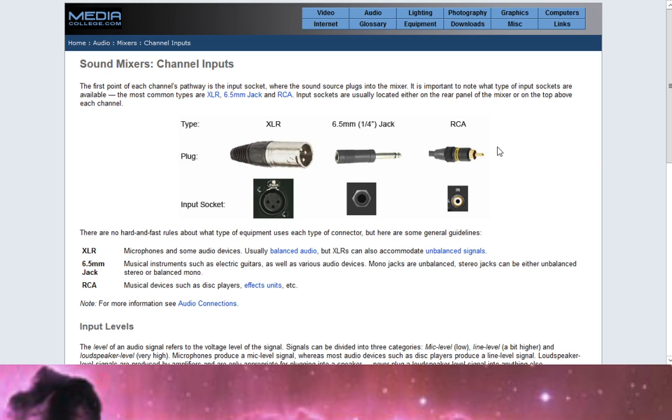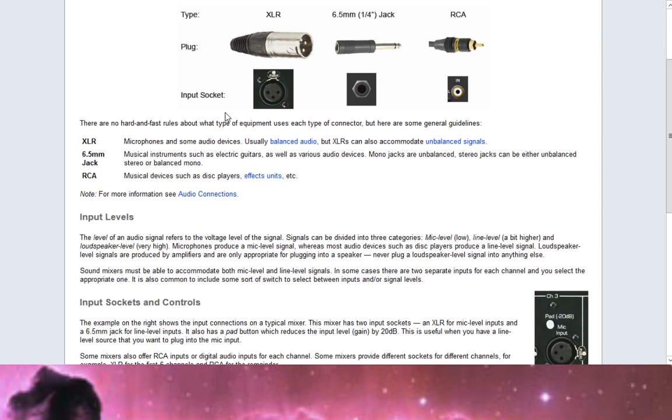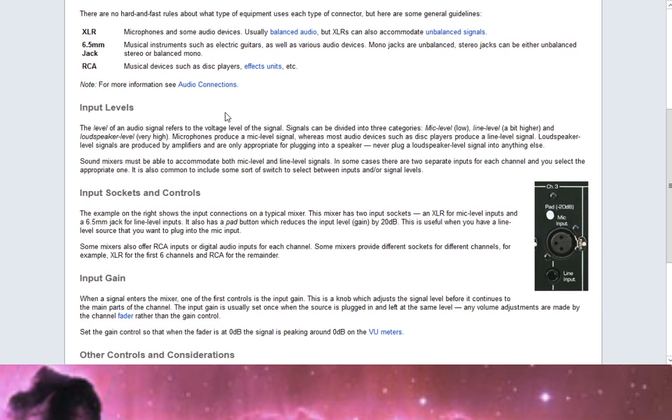So you have different types of inputs. You have XLR, you've got RCA, you've got all those different jacks and everything. XLR inputs are low impedance, meaning that the impedance is lower, so the line is quieter. There's less noise. So we're going to go down to input levels.